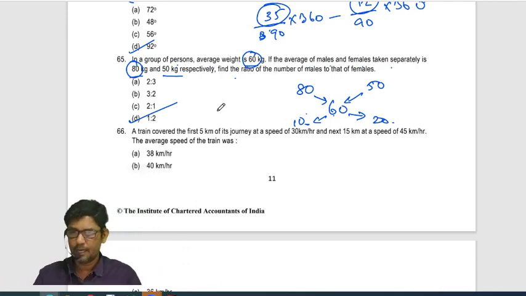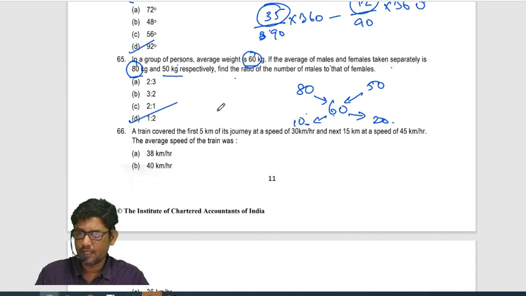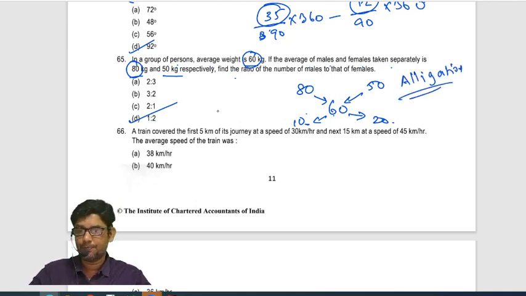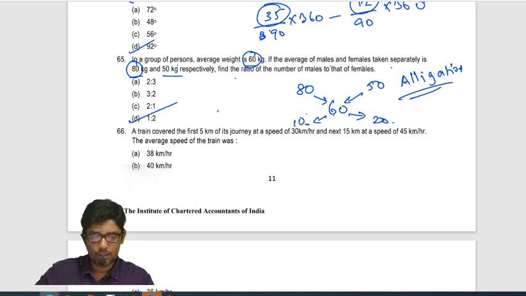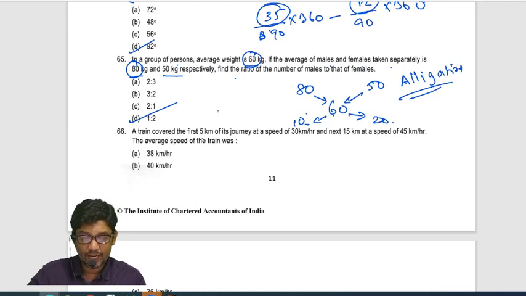Next one. A train covered first 5 kilometers. This is allegation. Mixture and allegation. Now, a train, isn't it 2:1? No, Sangamitra, it is 1:2. A train covered 5 kilometers of its journey at a speed of 30 km per hour and the next 15 km at a speed of 45 km per hour. The average speed of the train was, look at this, my dear.